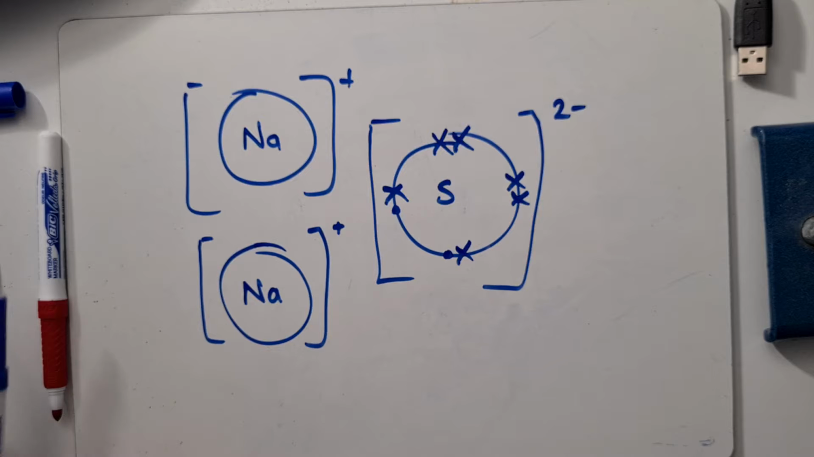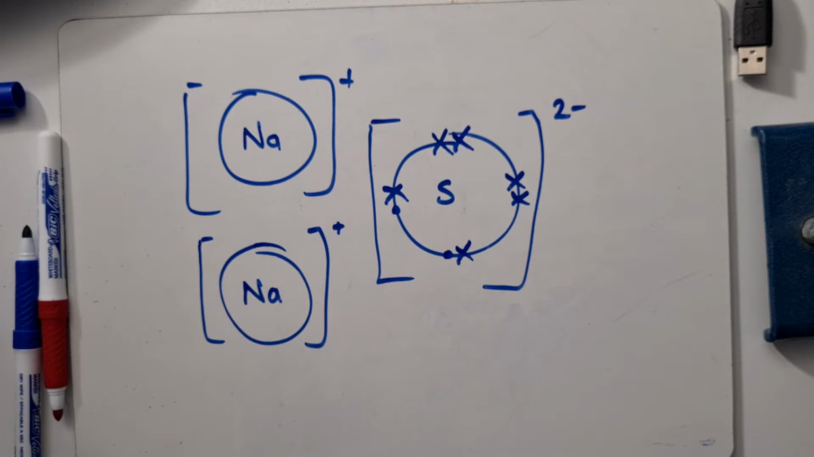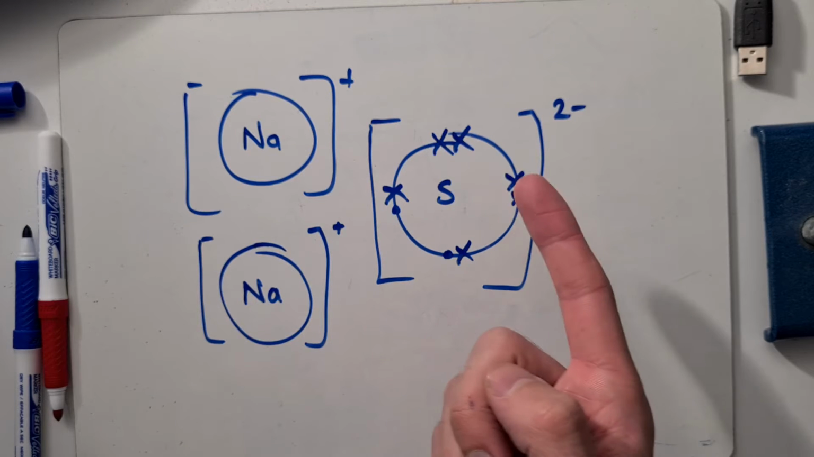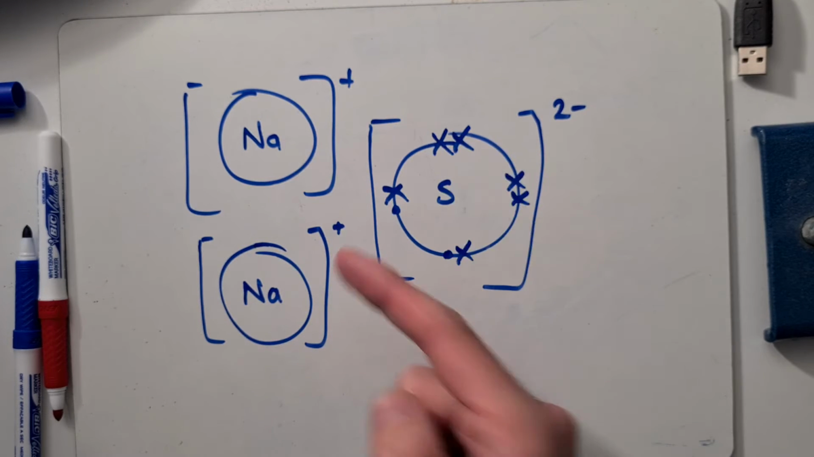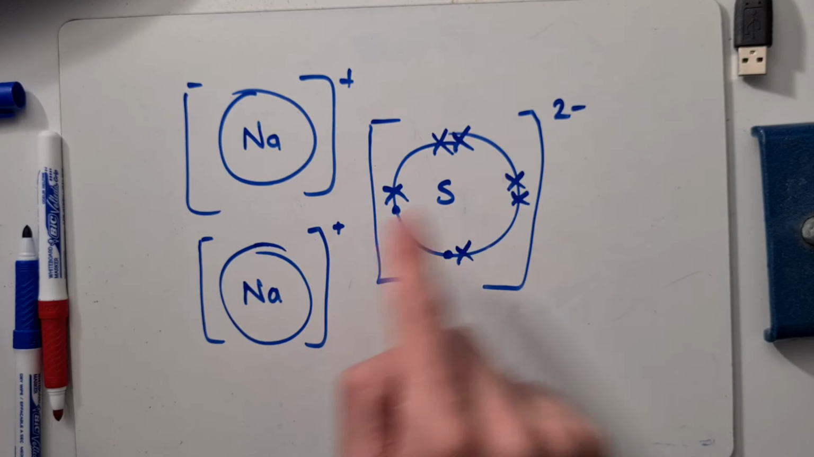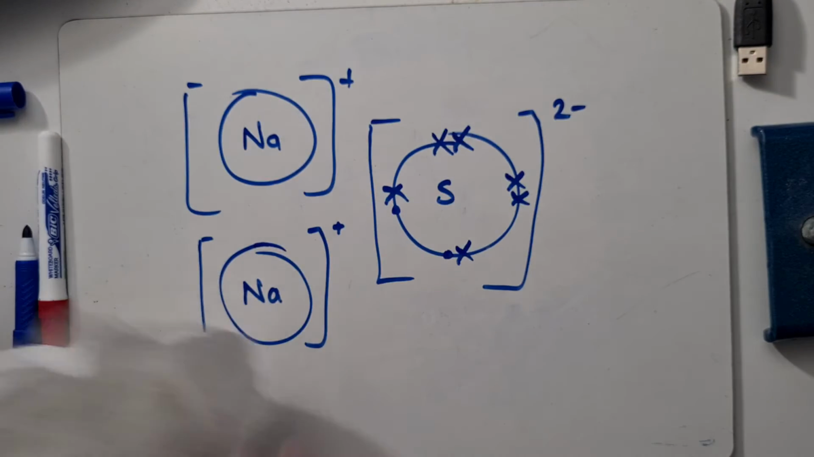You got 1 mark for showing a sodium with either 0 or 8 electrons. And sulfur, you had to have sulfur showing with 8 electrons, 6 crosses, 2 dots, or the other way around. And then the second mark was for having the correct charges on.